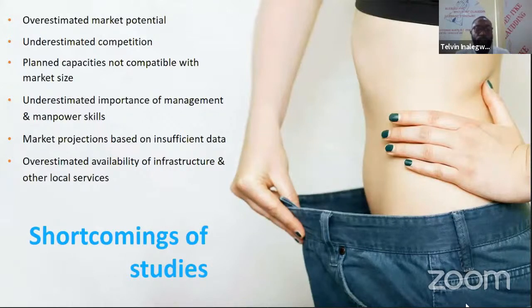you agree that you can go into this business, that the business is already viable. At that, you may have problems. Availability of infrastructure and other local services.